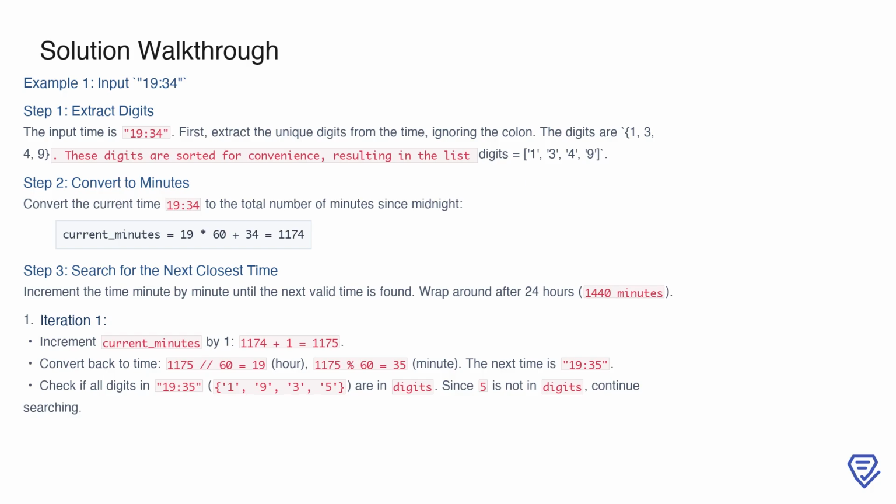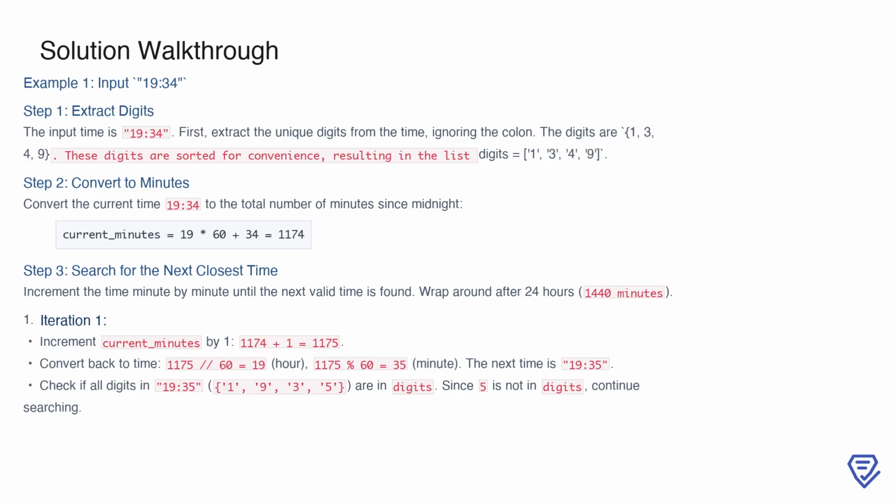To solve this problem, we start by analyzing the input time, which in this example is 19:34. First, we extract the unique digits from the time, ignoring the colon. The digits are 1, 3, 4, and 9. For convenience, we sort these digits into the list 1, 3, 4, 9. Next, we convert the given time into the total number of minutes since midnight. Since there are 19 hours and 34 minutes, we calculate this as 19 times 60, plus 34, which gives us a total of 1,174 minutes.